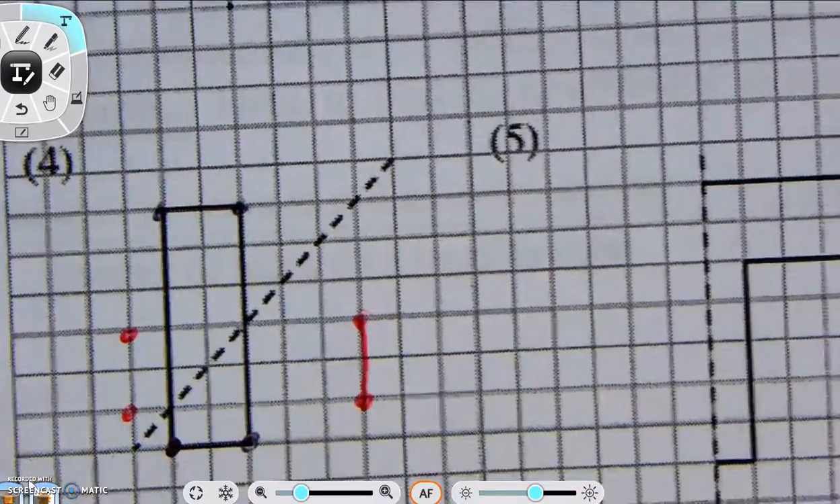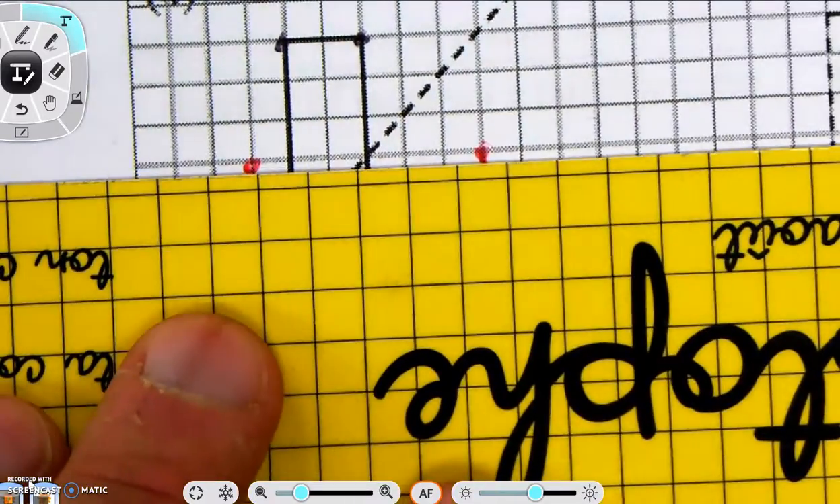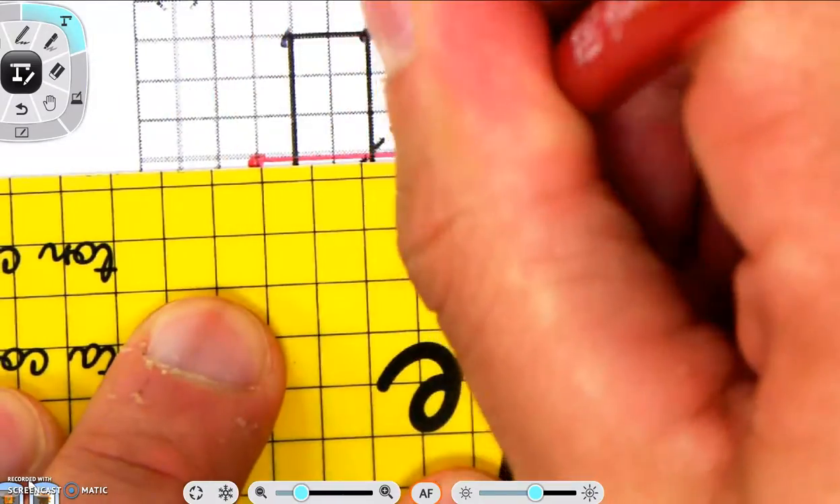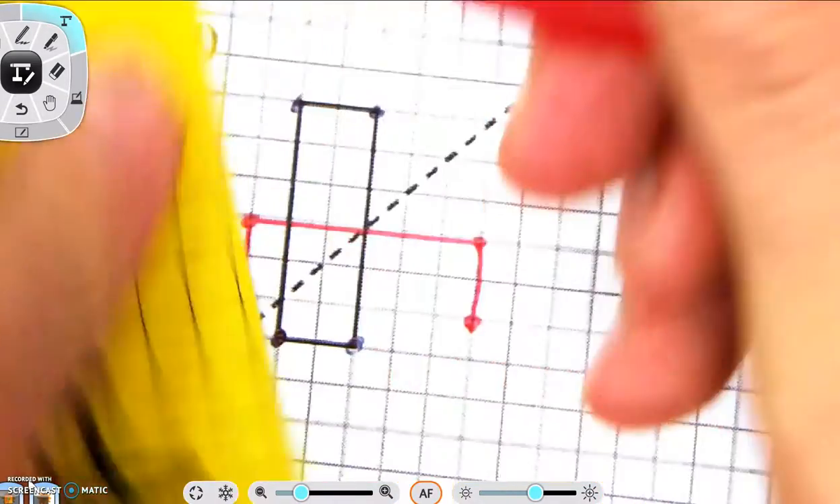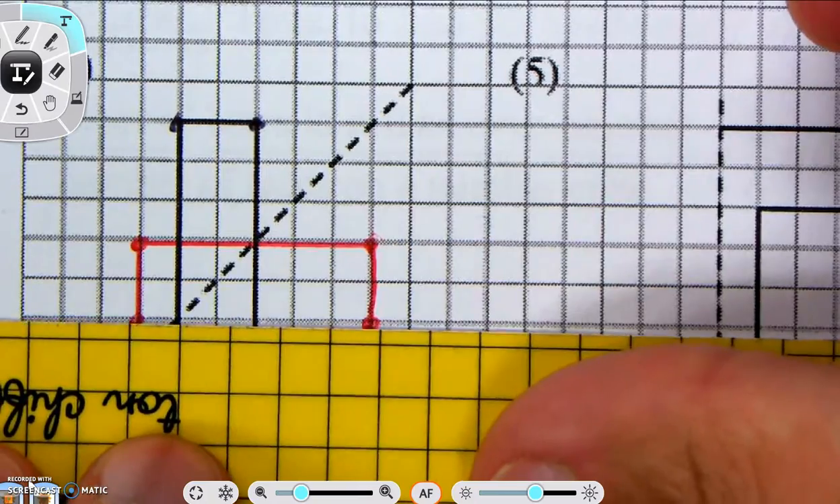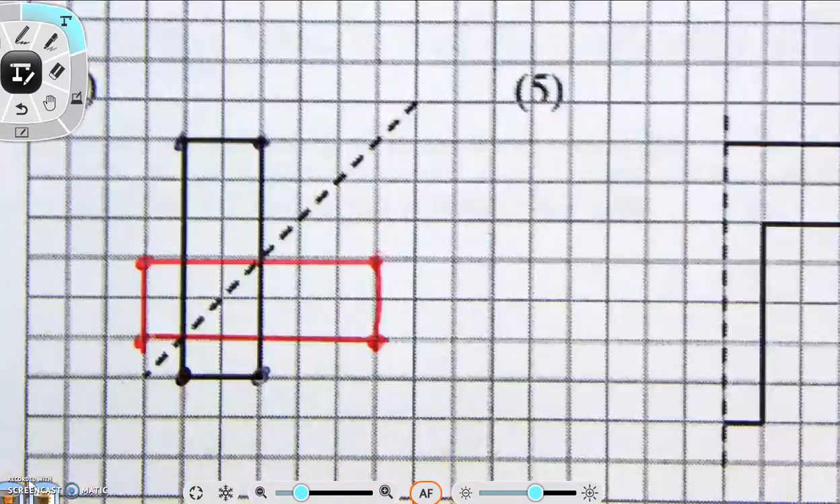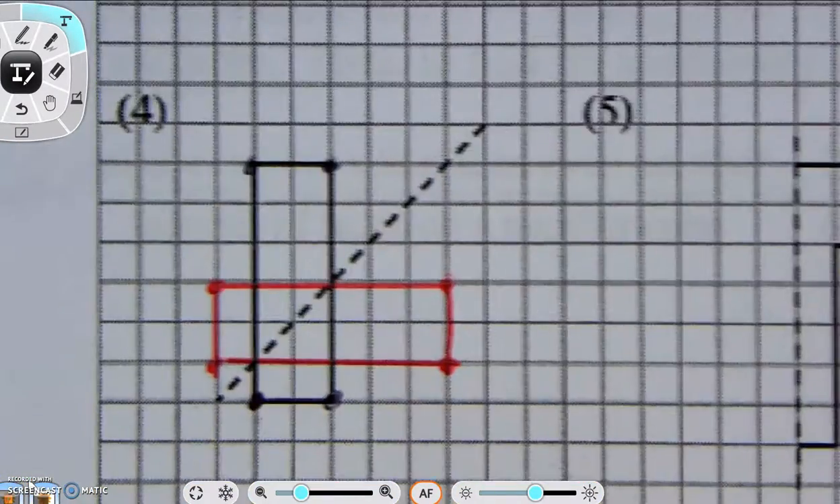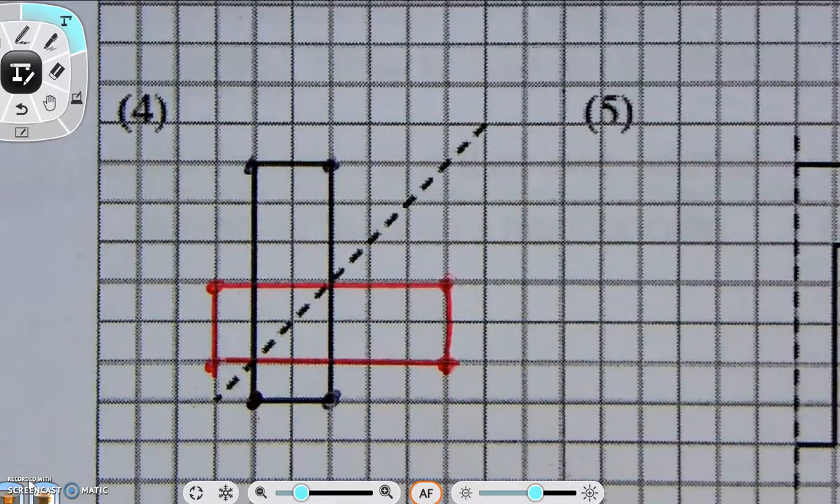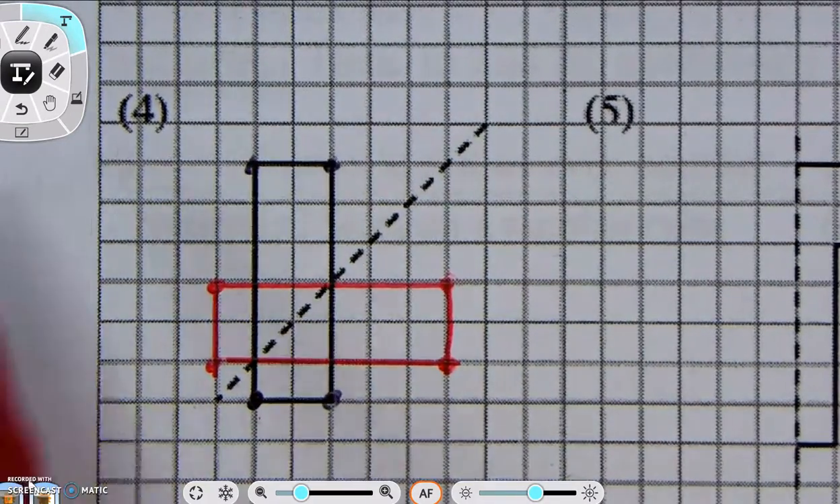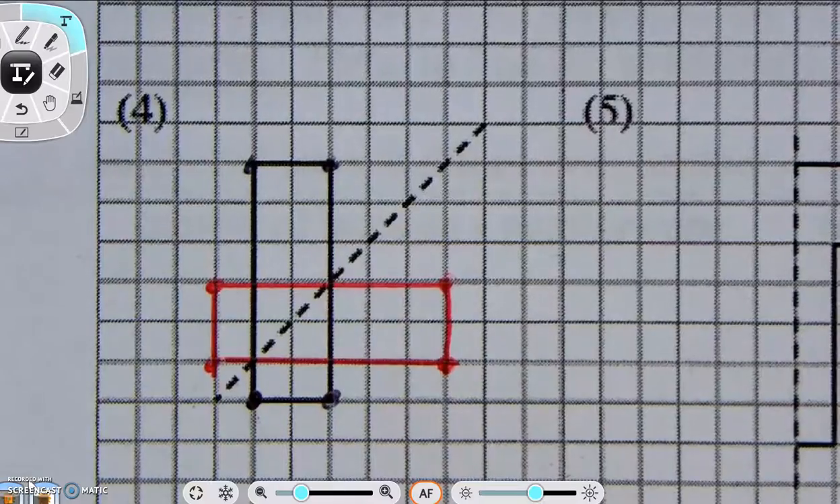And we could go ahead, probably best to use a straight edge. And we can see we get something that looks like that. And big key is if I'm reflecting something, it needs to be the same size and same shape. It does not change the size of something. So we start out with a 6x2, we end with a 6x2.